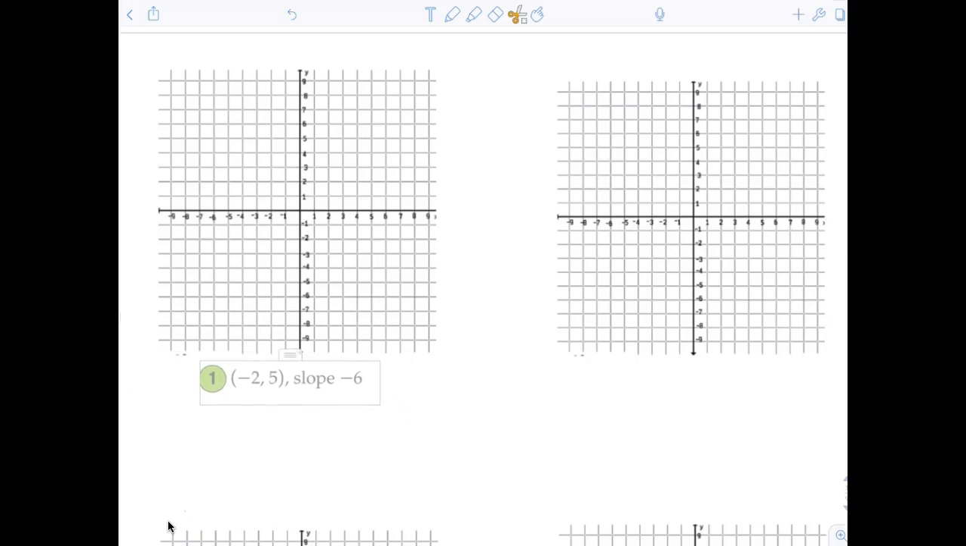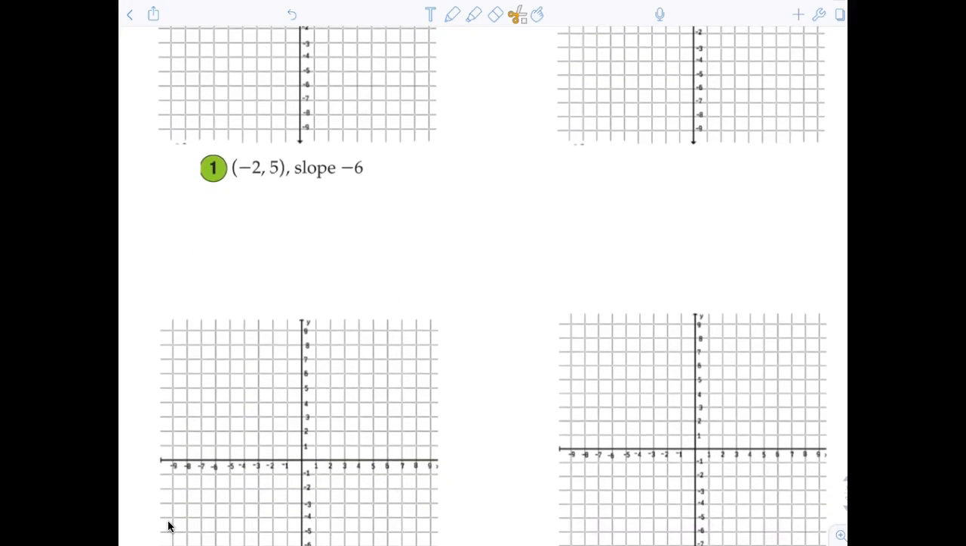Because it's in point-slope form, somebody tell me what the equation is. Very simple. Ben, thank you. Y minus y1 equals m times x minus x1. That's what I want you writing down for number 1. From there, can you write the equation for me? What is it? Perfect. Now that's the answer. That's all there is to it. If you know how to do that, you paid attention yesterday.